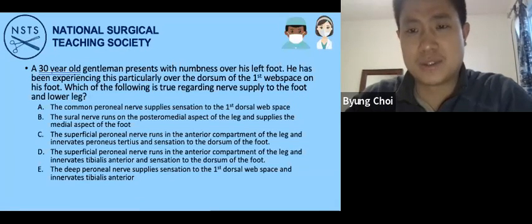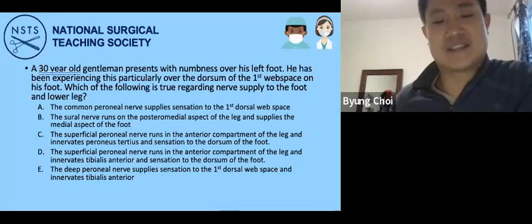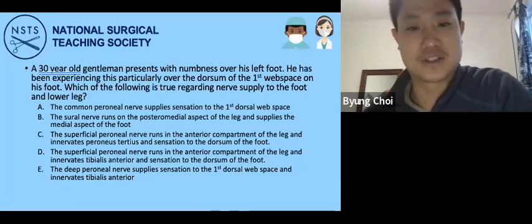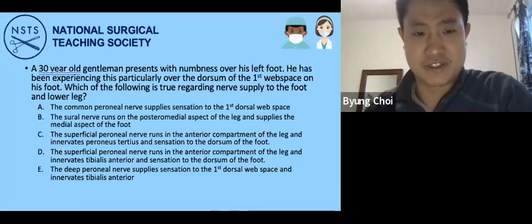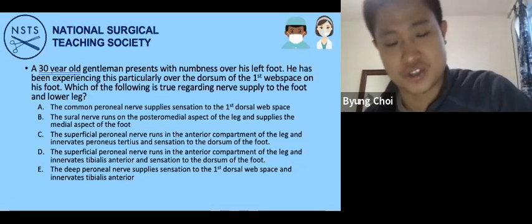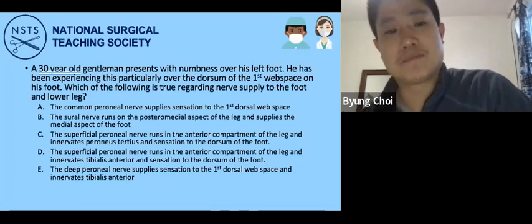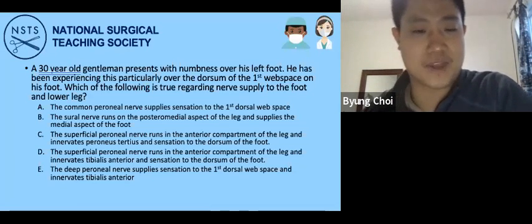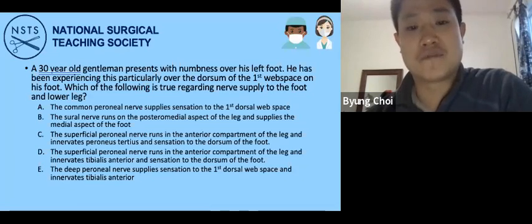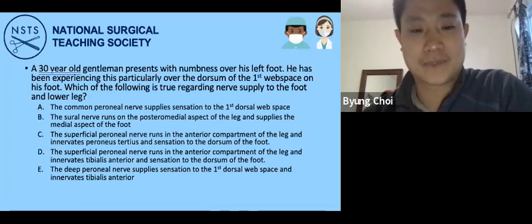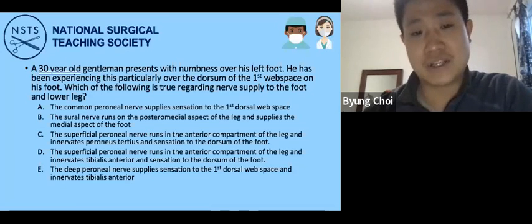If we start the poll. A 30-year-old gentleman presents with numbness over his left foot. He has been experiencing this particularly over the dorsum of the first web space on his foot. Which of the following is true regarding nerve supply to the foot and lower leg? So which of these is true? A, the common peroneal nerve supplies sensation to the first dorsal web space.